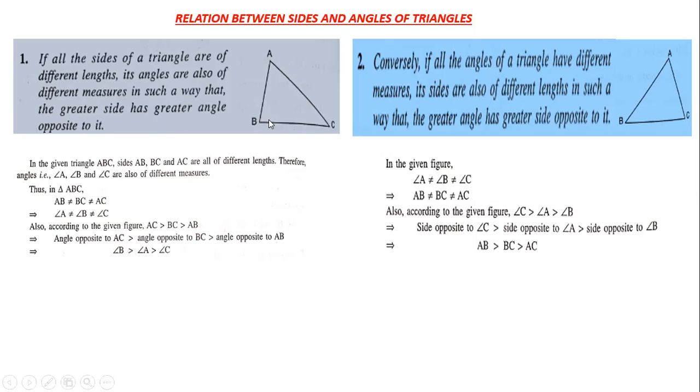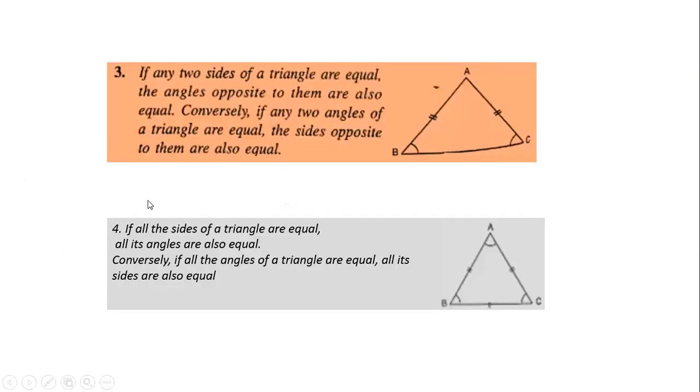For example, if in triangle ABC, side AC is greater than side BC, which is greater than AB. According to this given figure, AC is greater than BC is greater than AB. Then the angle opposite to AC, this is AC, is angle B. The angle opposite to BC, this is BC, is angle A. The angle opposite to AB is C.